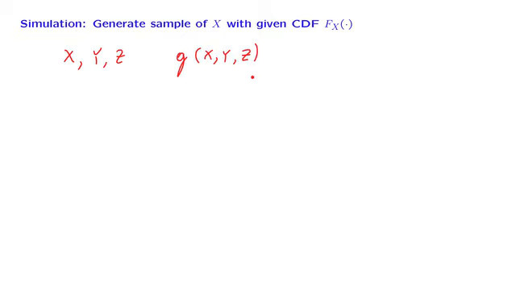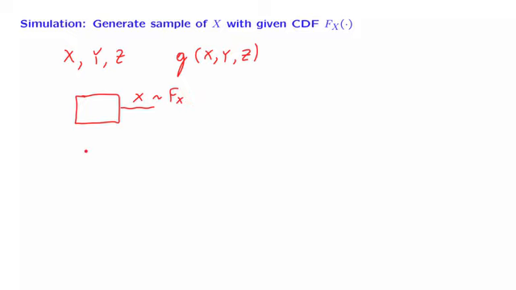So the question is, how can we generate a random sample of a random variable whose distribution is known? So what we want is to create some kind of box that outputs numbers, and these numbers are random variables that are distributed according to a CDF that's given to us. How can we do it?